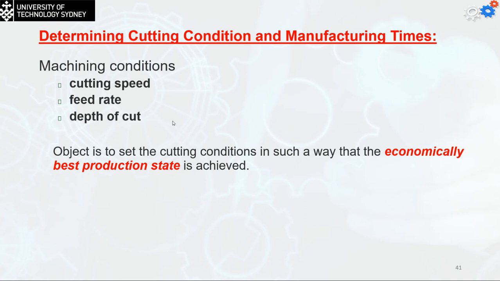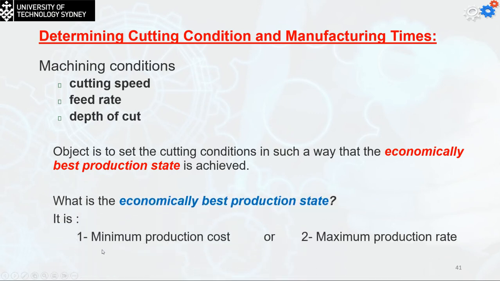So usually the objective is to set the cutting conditions in such a way that the economically best production state is achieved. So what do we mean by the best economic production state? It is the one which has the minimum production cost but the maximum production rate. Usually these things are not going to be available all the time. So we need a wide range of test, trial and error processes to achieve the optimum tool life, which can be achieved with the optimum cutting speed.